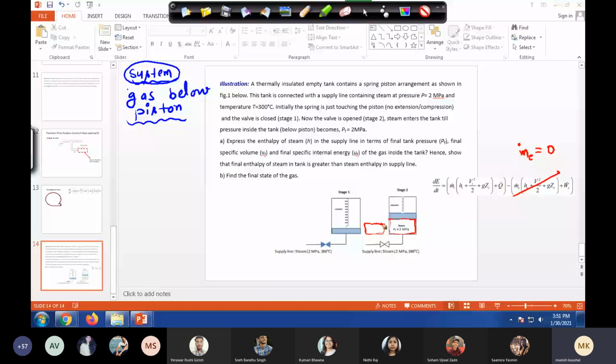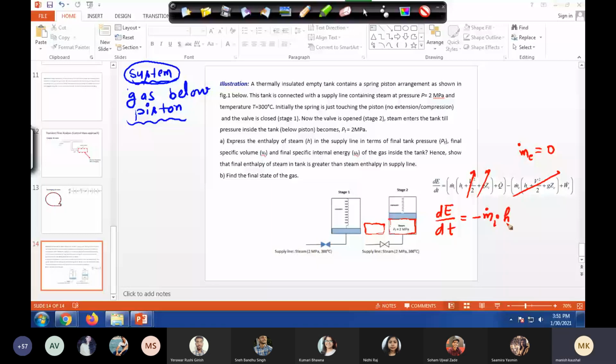Fine. Ignore the kinetic energy. All kinetic energy, macroscopic, is gone. No elevation means no gravitational potential energy. So we're left with what? dE by dt is equal to minus m dot I hi. This hi is what? Which hi should we take?